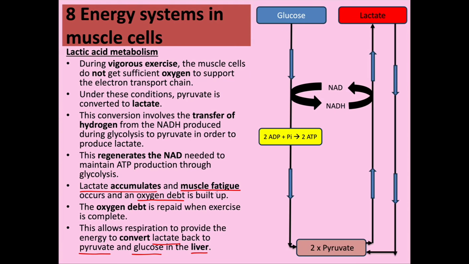Okay, so just one more run through there. So during vigorous exercise, the cells do not get enough oxygen to support the electron transport chain. Under these conditions, the pyruvate down here is converted into lactate. Okay, pyruvate to lactate, up here. The conversion involves the transfer of hydrogen, which comes from this molecule here, NADH. Okay, the NADH transfers the hydrogen here. That hydrogen allows lactate to form.